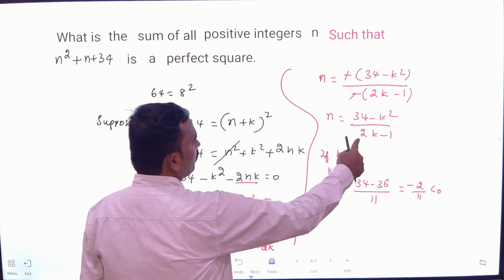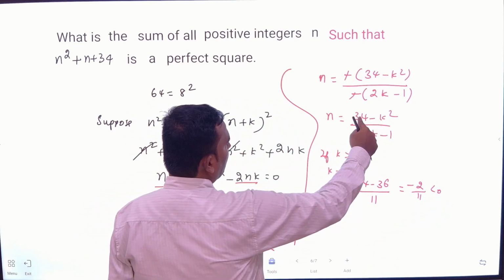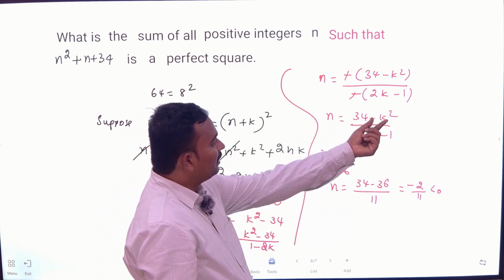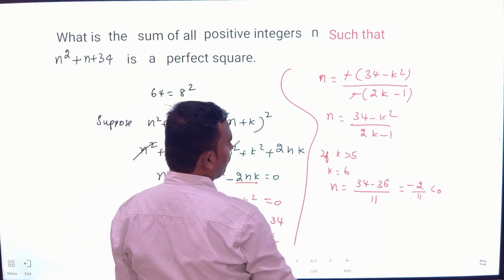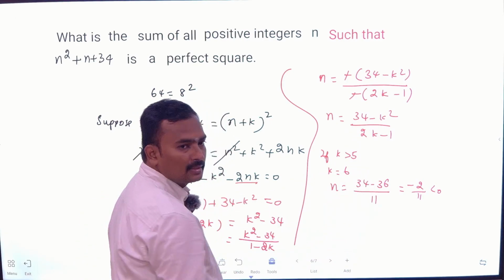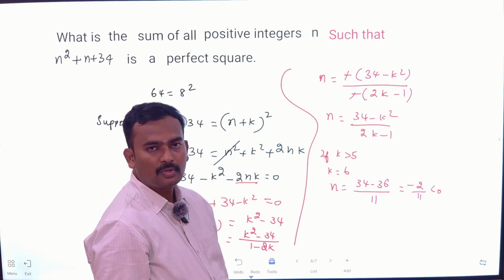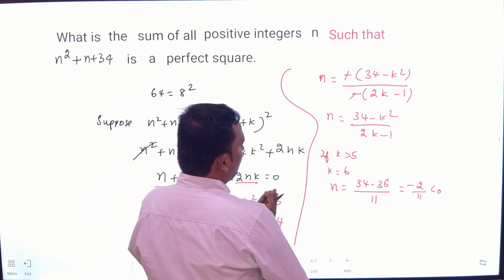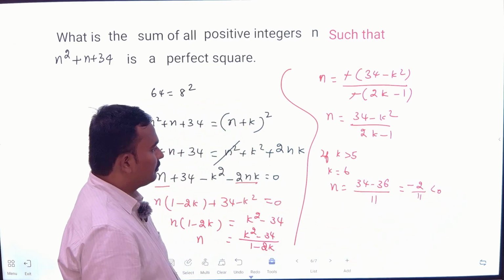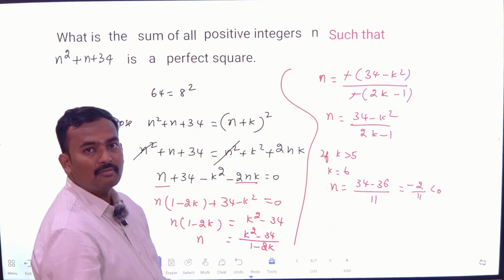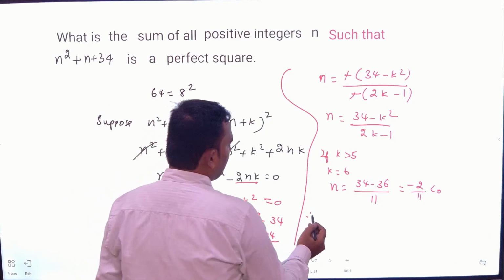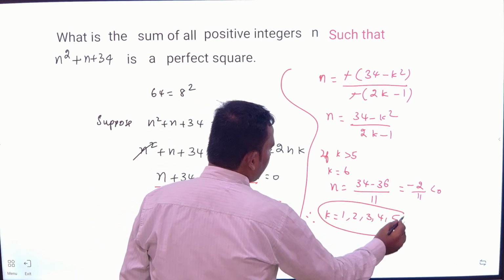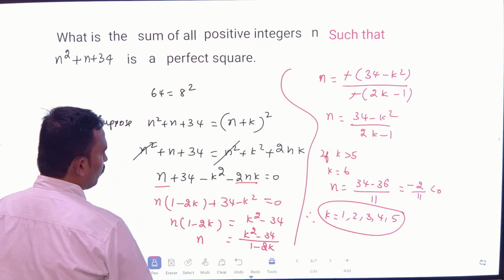So it is less than 0. If I take 7 also, 7 square is 49, and compared with 34, definitely the second term is dominating. So therefore the ratio is negative. Understood? We need only positive integers, so you have to remove all the cases where k is greater than 5. Therefore you can take k equal to 1, 2, 3, 4, 5. Let us substitute them here one by one.